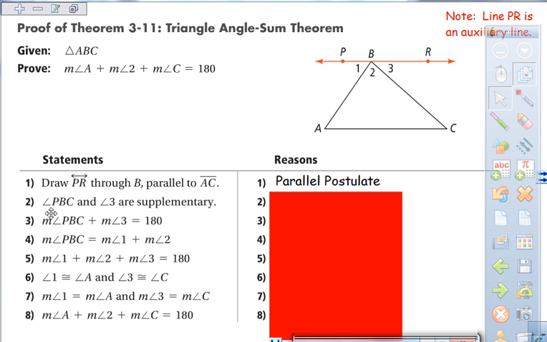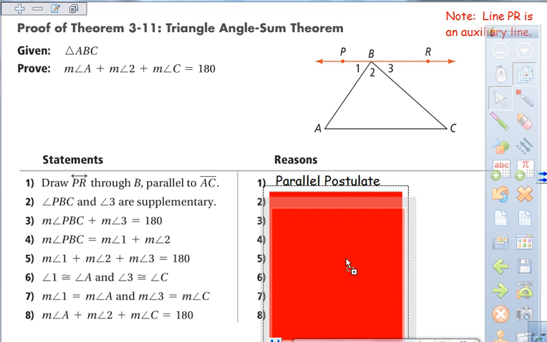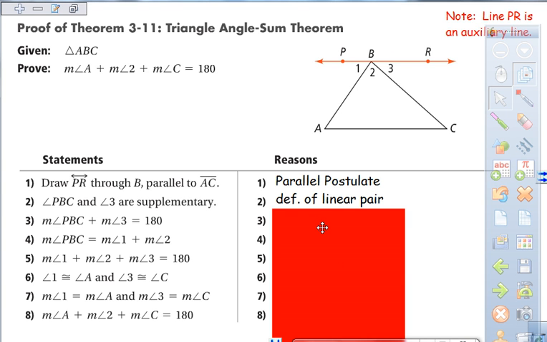Step 2, angle PBC, so P to B to C, and angle 3 are supplementary. They lie on a straight line, so we would say either definition of linear pair or linear pair postulate. Step 3, we're saying that those same two angles, since they're supplementary, add up to 180. Yep, you guessed it, definition of supplementary.